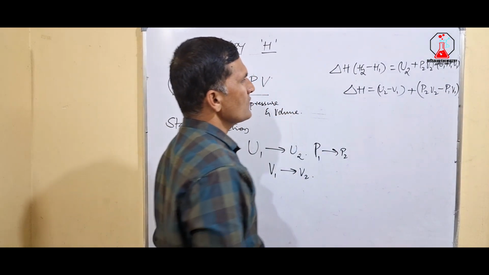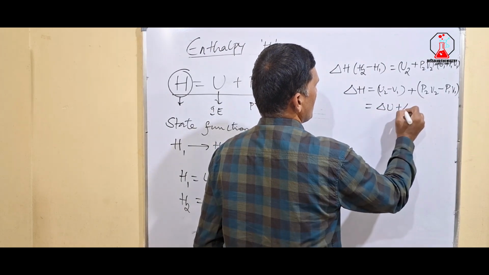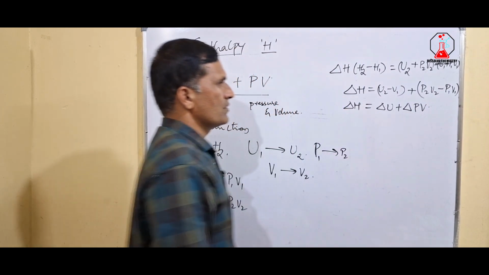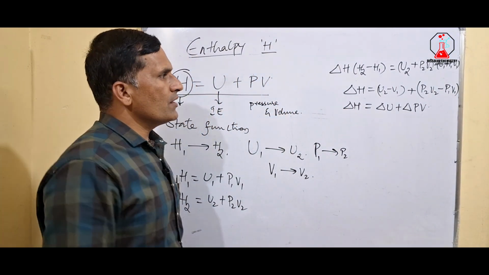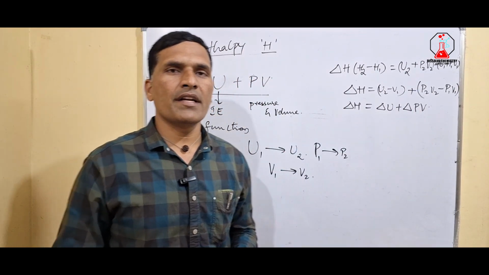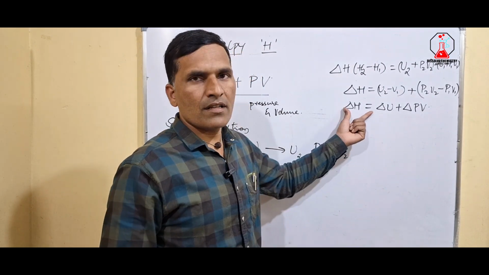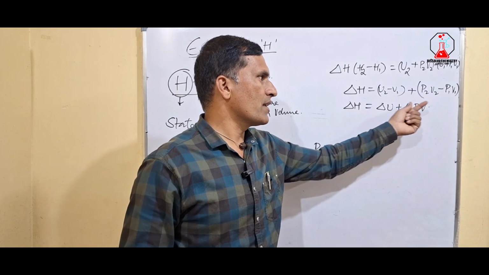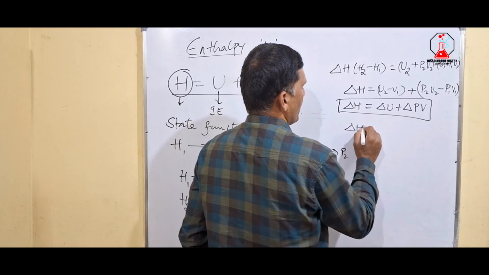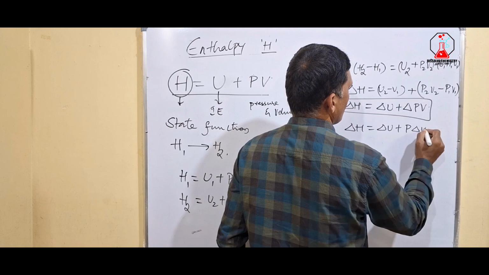Okay. So then next, what happens? Delta U plus delta PV, delta H is equal to... We know that the heat given or heat evolved or absorbed at constant pressure, we call it what? Enthalpy change. So therefore, your pressure is constant, you take it out of this. Then what you will be getting? Delta H is equal to delta U plus P delta V.